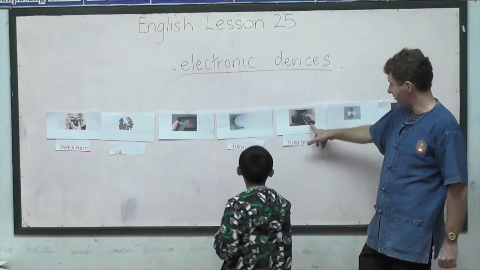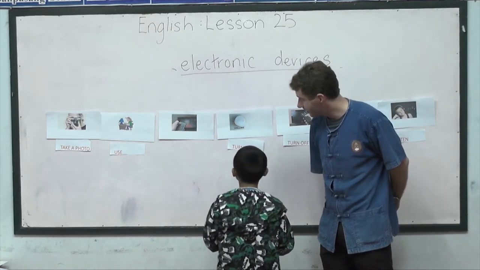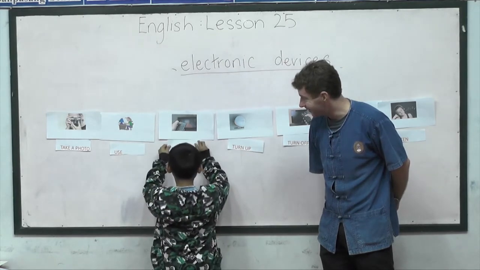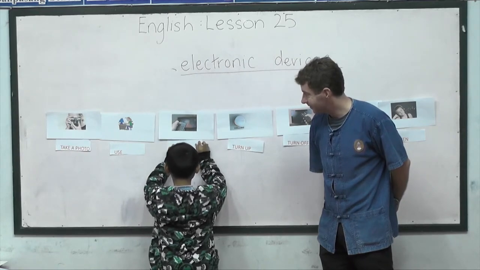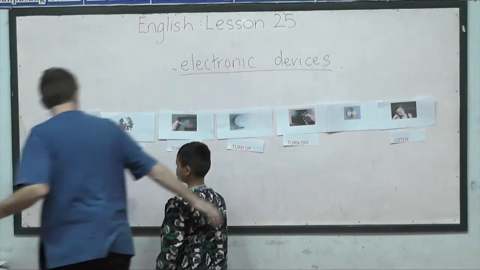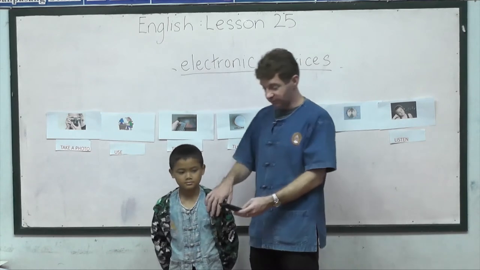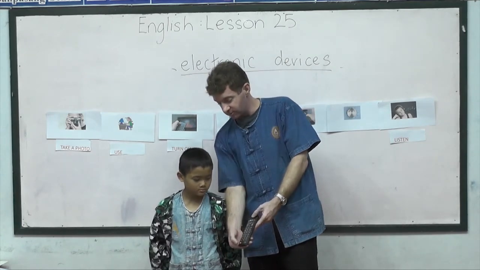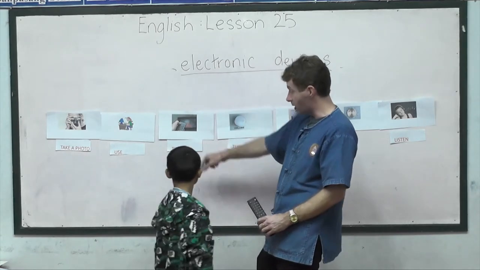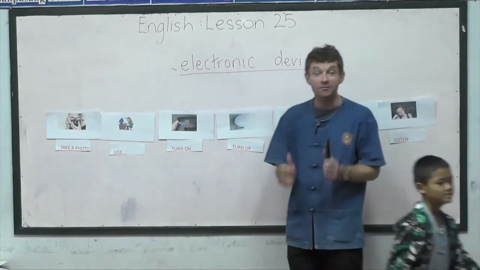We have turn off, remember about the red button? Where's the red button? Can you see? Yes. Teacher Wes will demonstrate. Here, we have a remote control. And if Teacher Wes wants to turn on the television, we have to press the power button. So, turn on. Okay, round of applause.